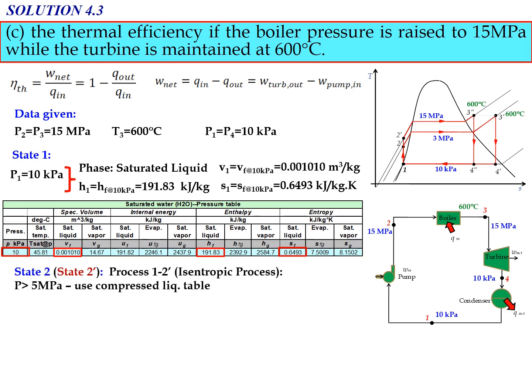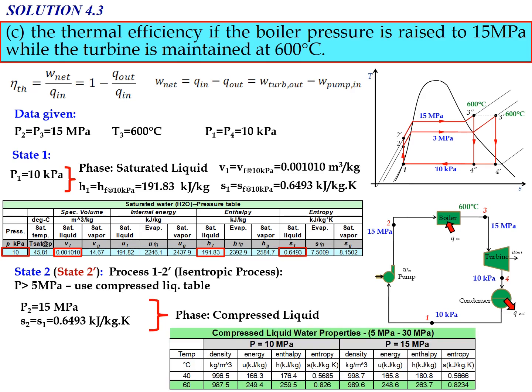Okay, now for state number 2, which is referred to as state number 2 prime, the process will involve an isentropic compression process from state number 1 to state number 2 prime. So now the pressure for state 2 will be higher than 50 megapascal, so we can use the compressed liquid table. So P2 equals 50 megapascal, S2 equals S1 equals 0.6493 kJ/kg·K. So the phase is compressed liquid.